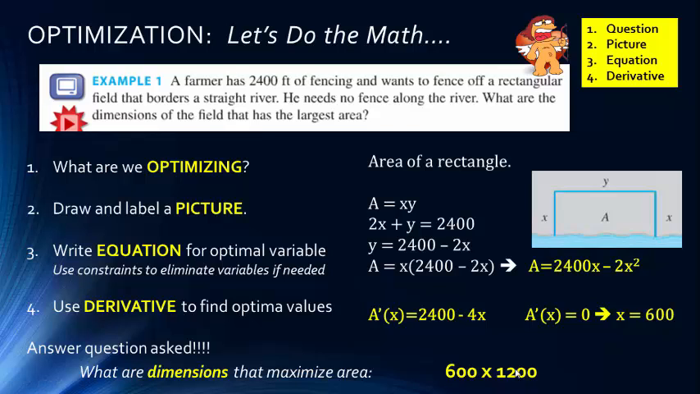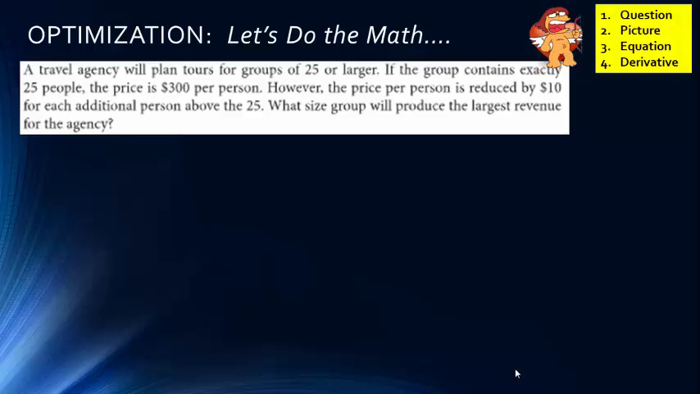Alright, so you can go back and look at that problem again. It's a good, straightforward, simple problem. We're going to move on to more difficult problems that have some different kinds of constraints. Now this is an interesting problem that's pretty straightforward if I make a table. Let's read it. A travel agency will plan tours for groups of 25 people or larger. If the group contains exactly 25 people, the price is $300 per person. However, the price per person is reduced by $10 for each additional person above the 25. What size group will produce the largest revenue for the agency?